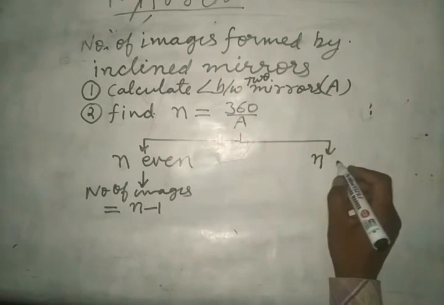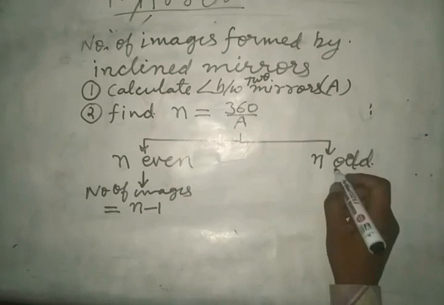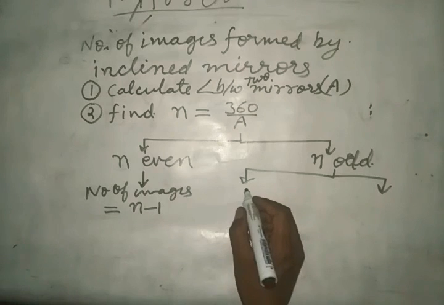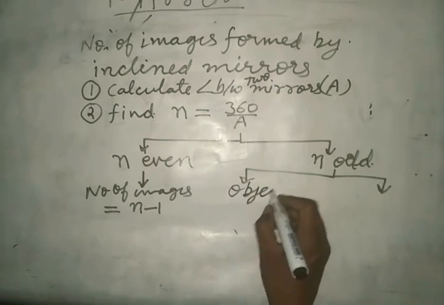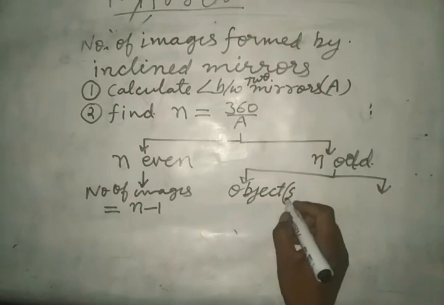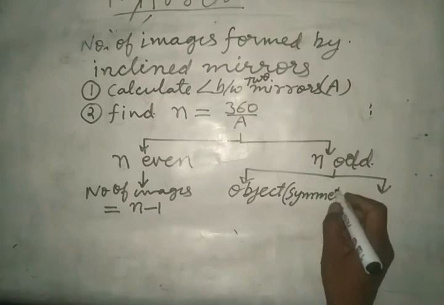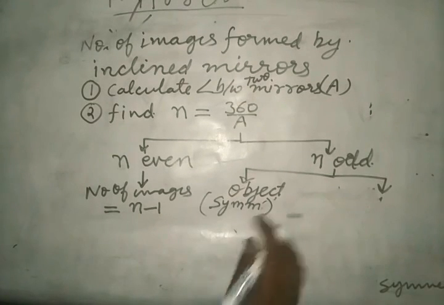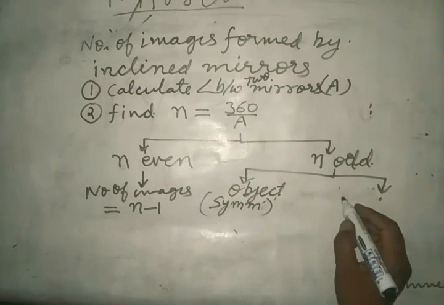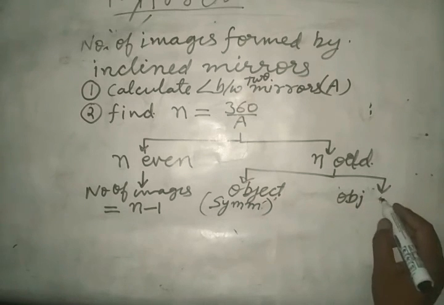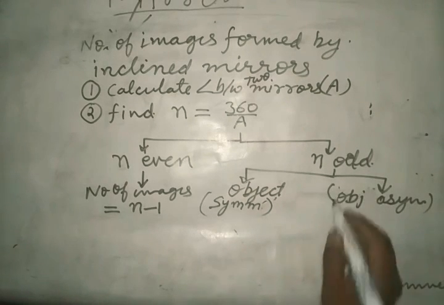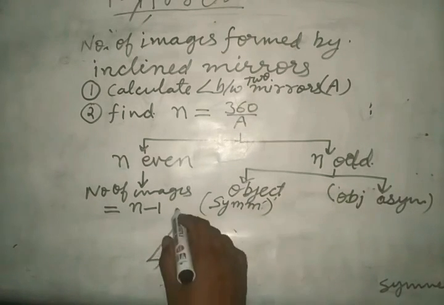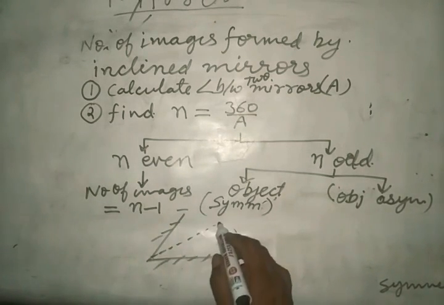And if n is odd, then again there are two conditions. First condition, whether the object is placed symmetrically, or the object is placed asymmetrically. What is the meaning of symmetrical, asymmetrical? Let us suppose these are two mirrors inclined to each other. This is their angle bisector line.